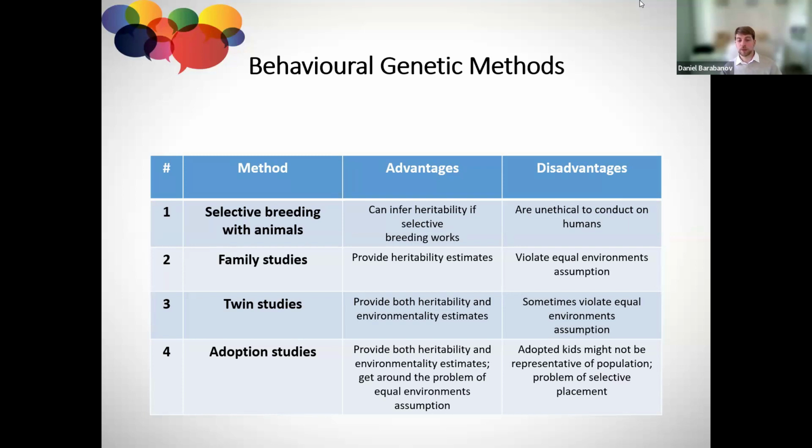Adoption studies are based on an almost opposite idea. If we speak about adopted children, they have 0 shared genes with their adoptive parents. So if adopted children start to be similar to their parents, it's 100% due to environmental factors, right? Because they don't have any shared genes. And it's interesting for research as well to study environmentality. So in this case, heritability is just absent, so we know that it's not true.